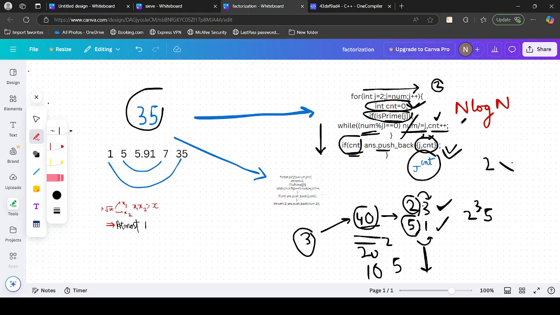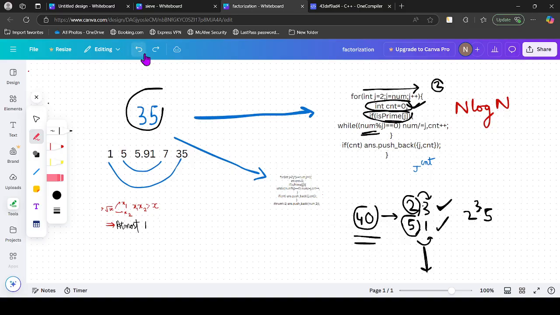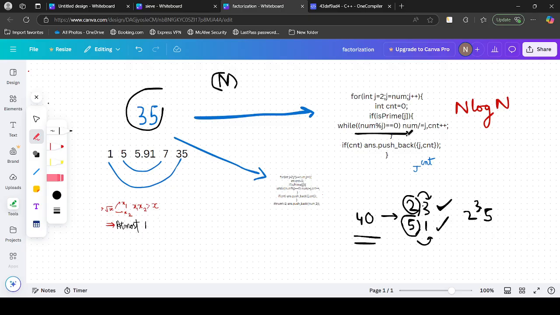And the time complexity of this is n log n, because we can assume that we are traversing all the numbers from 2 to n, so it is approximately n. And for a given j, we are dividing the given number until it is divisible by that. So if we assume that the number is only 2 and we are counting until it is divisible by 2, it is approximately log n, because initially it will be n and the next time it will be n by 2 and so on.